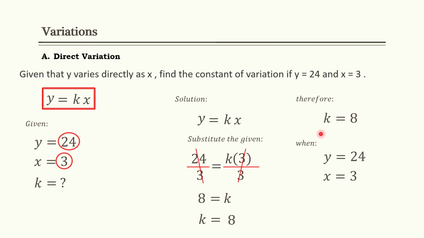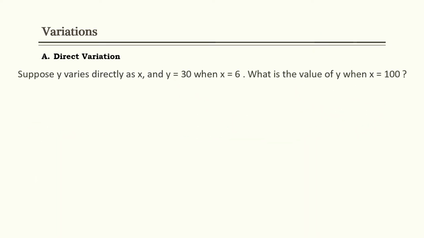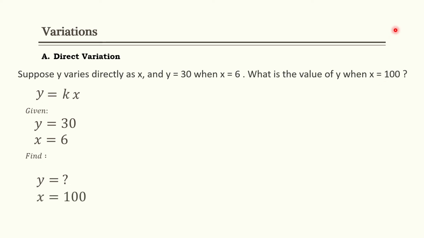So this is the scenario wherein we are asked to find the value of the constant. Another scenario is the one we did first when we gave an example. It says, suppose y varies directly. Again, take note, it says varies directly, meaning y varies directly, we put k, y equals kx. Then, there is a given that y is 30 when x is 6. Find y when x is 100.